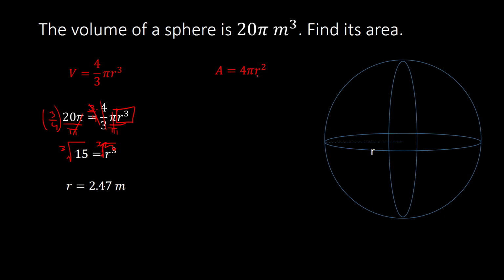I can plug that into my surface area formula. And so now I have 4 times pi times 2.47 squared. 2.47 squared times 4 times pi would give me my final solution of 24.4 pi.